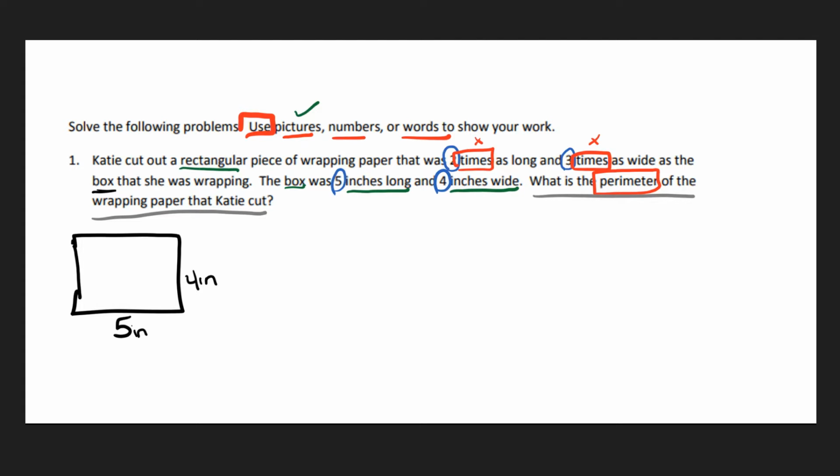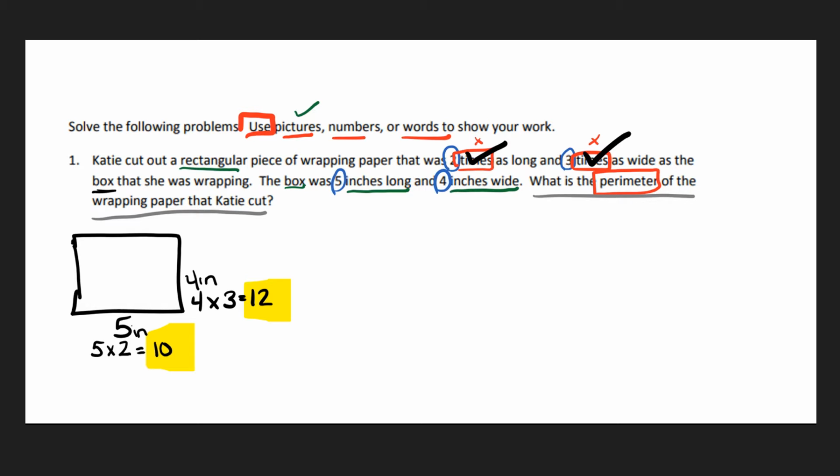Okay, but the wrapping paper is 2 times as long. So I'm going to do 5 times 2 equals 10. I did that action word. And 3 times as wide. So I have 4 times 3 equals 12. I did that action word. Now I need to know the perimeter of the wrapping paper that Katie cut. So I'm going to take these new numbers that I found by multiplying and find the perimeter.